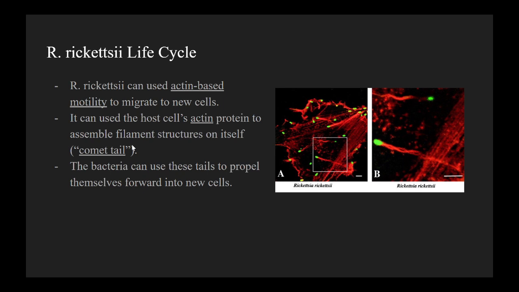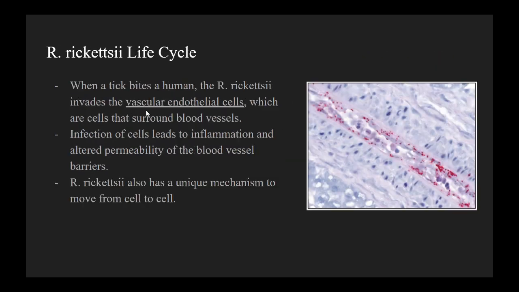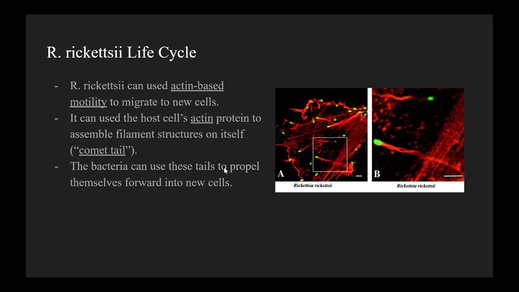So it assembles what are nicknamed comet tails. And so once it has these long actin tails that it derived from our cells, it can then use those tails to propel like a comet. They can propel themselves forward, and they can shoot themselves into nearby cells. So this is a crazy adaptation that they've evolved, and this is actually exhibited in several other species of obligate intracellular parasitic bacteria, such as this one here.